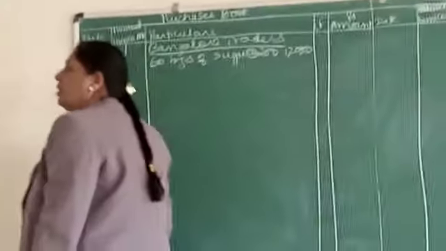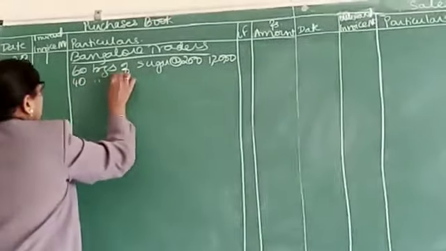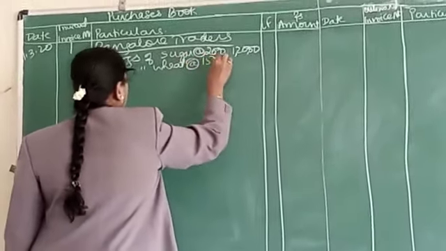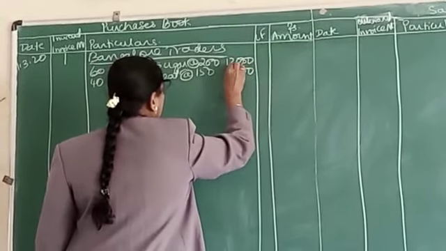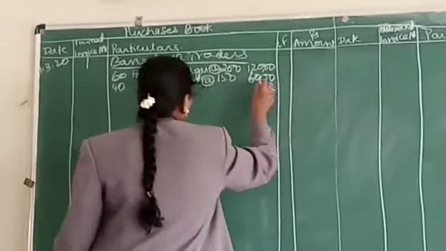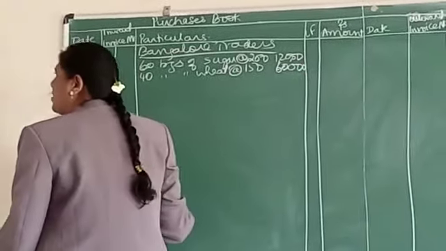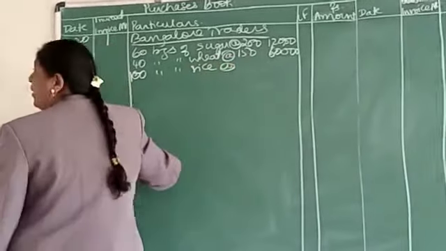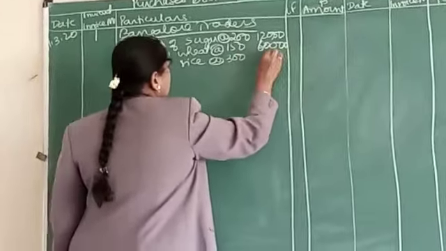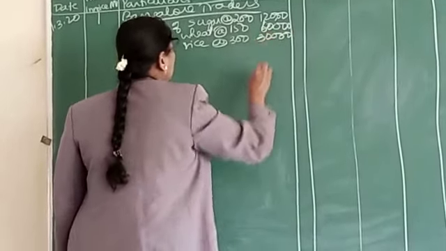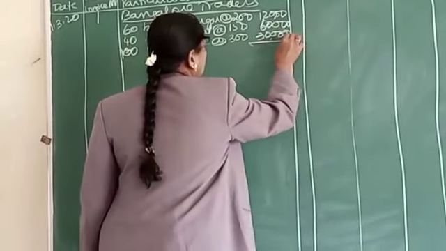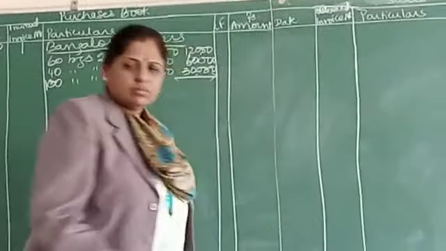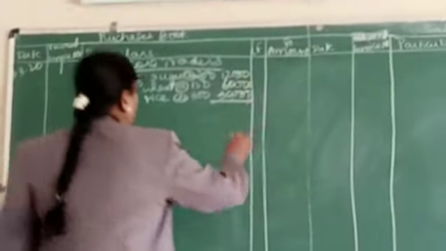Come to the next. 40 bags of wheat at the rate of 150. Multiply. 60,000. Come to the next. 100 bags of rice at the rate of 300. That will be 30,000. Add it up and see what is the total. 48,000. It is 48,000.